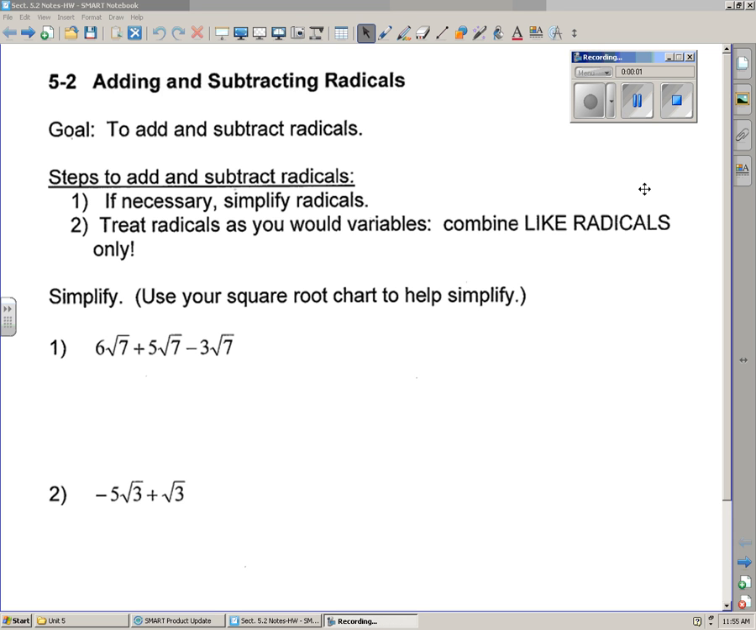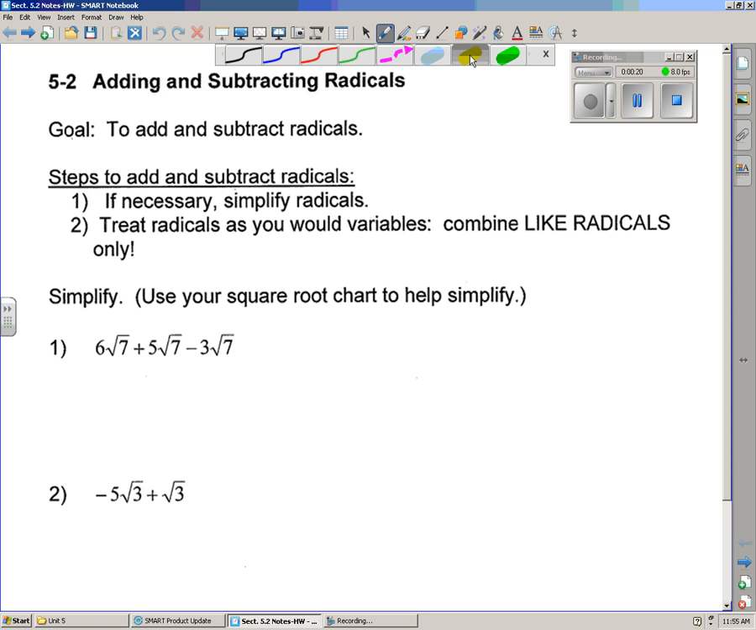Okay, so for today's lesson, what we are going to do is add and subtract radicals. Just don't forget that when you add and subtract radicals, it's just like you're adding and subtracting like terms, almost like you're dealing with variables. So the first step that you have to do is make sure that you simplify radicals if you need to. And then here's the biggie. Treat radicals like you would variables. You only combine like terms.